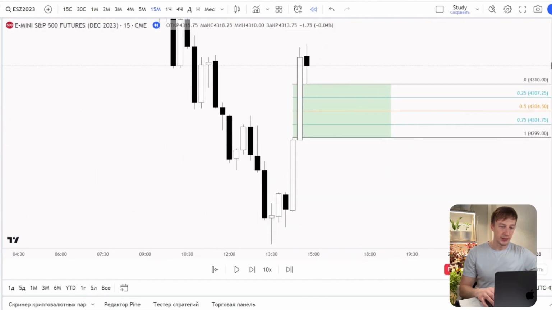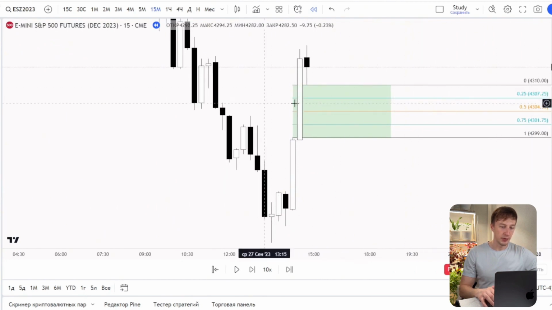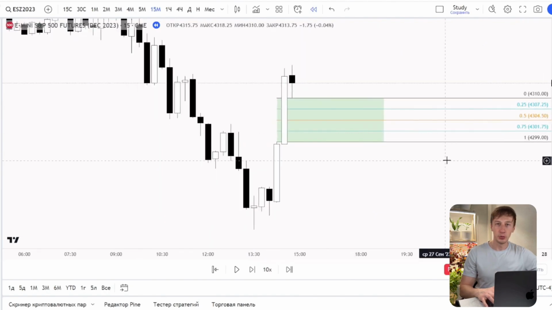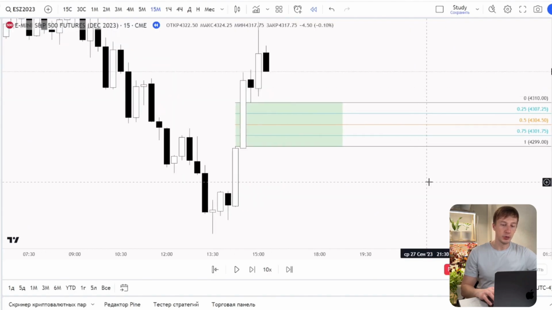The upper boundary is the 0 level, then a quarter at 0.25, the 0.5 level, the 0.75 level, and the lower boundary is 1. Each of these levels plays its own role, because when the algorithm interacts with them, it leaves us certain clues. We will use these reactions to build a narrative, find entry points, and understand the future behavior of the price. Let's see what happens next on the chart.